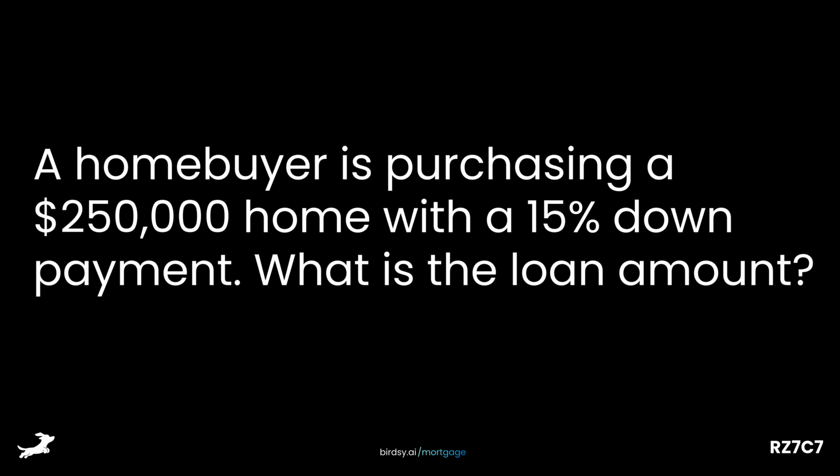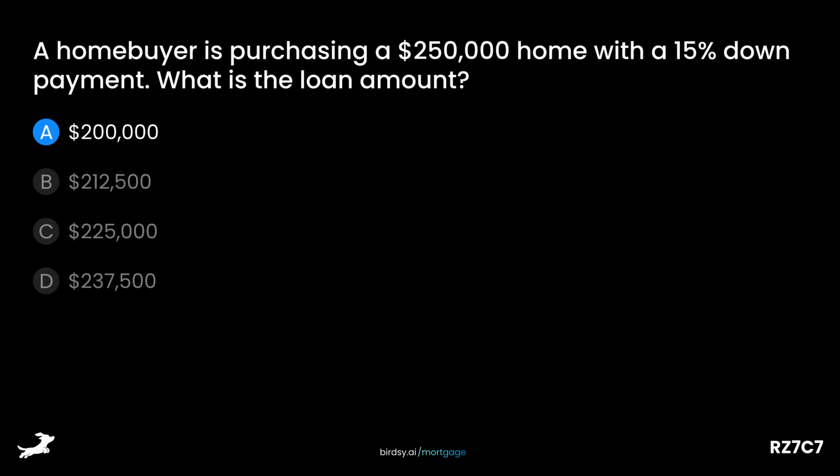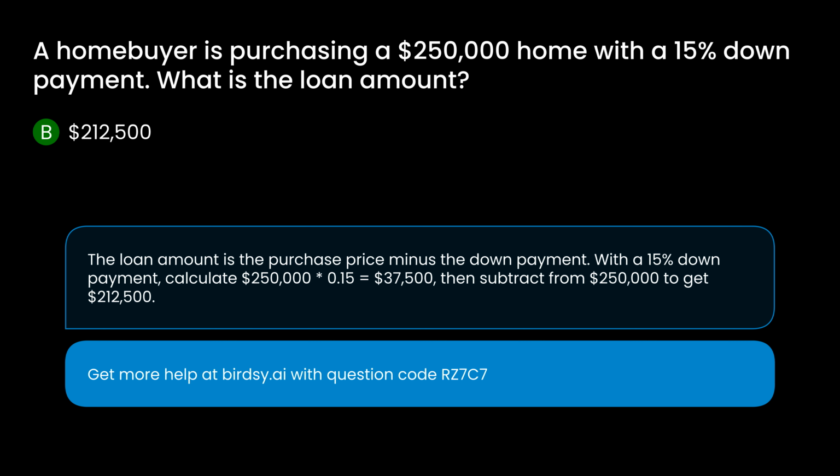A home buyer is purchasing a $250,000 home with a 15% down payment. What is the loan amount? Is it A, $200,000, B, $212,500, C, $225,000, or D, $237,500? The answer is B, $212,500. The loan amount is the purchase price minus the down payment. With a 15% down payment, calculate $250,000 times 0.15 equals $37,500. Then subtract from $250,000 to get $212,500.